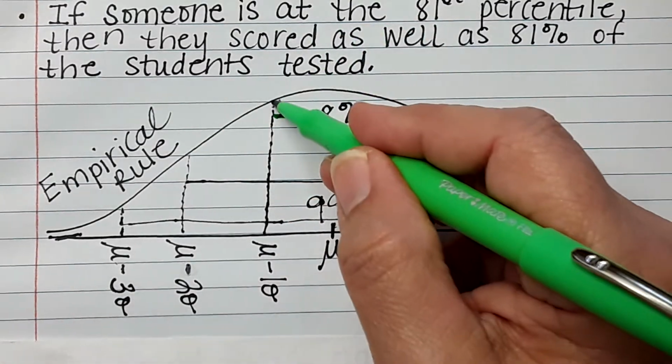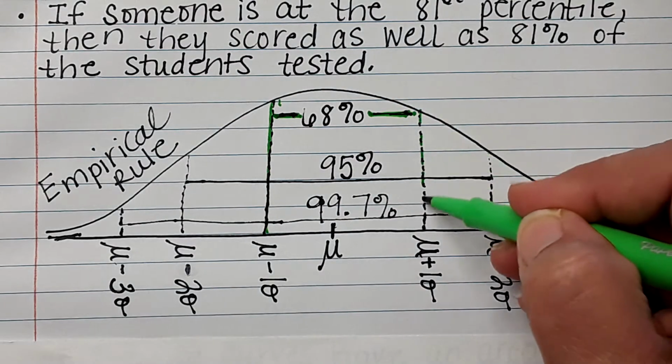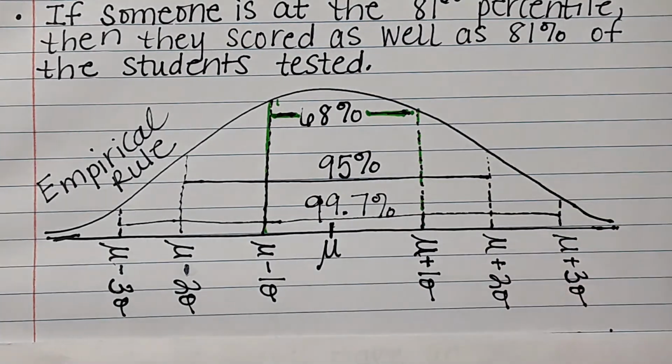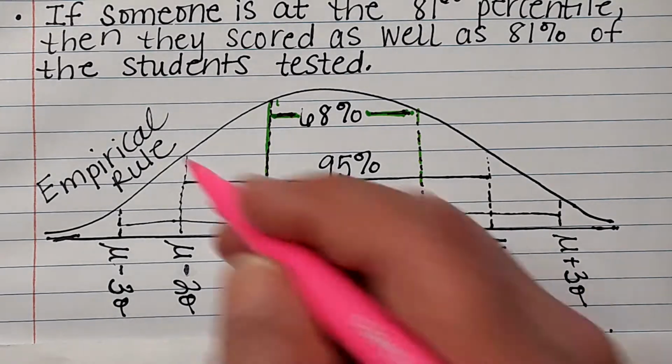So between the first standard deviation right here, 68% of the data lies. So the empirical rule states that 68% of all observations fall within one standard deviation of the mean. It's the mean minus one standard deviation, the mean plus one standard deviation. And we'll talk about how you get those numbers.